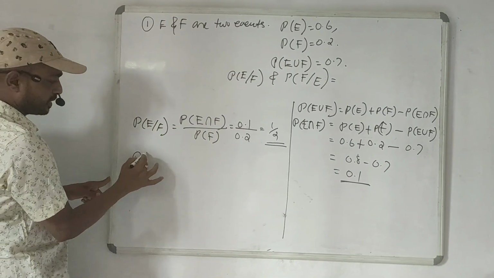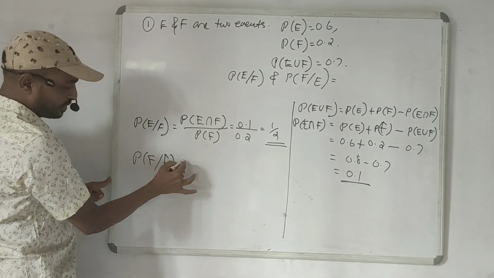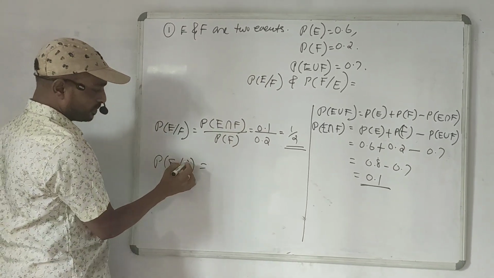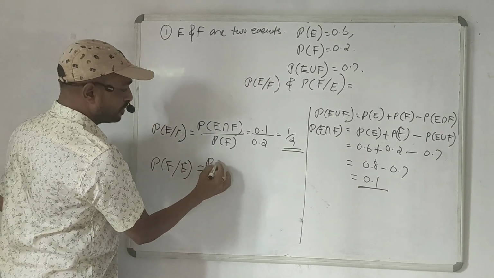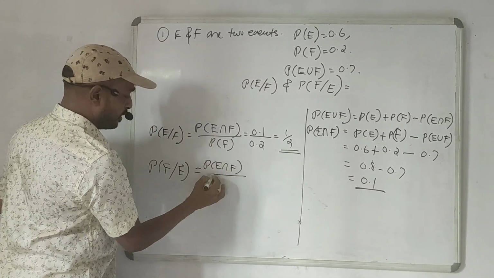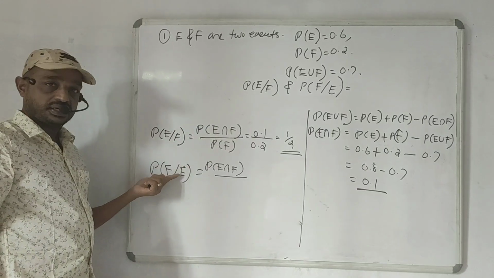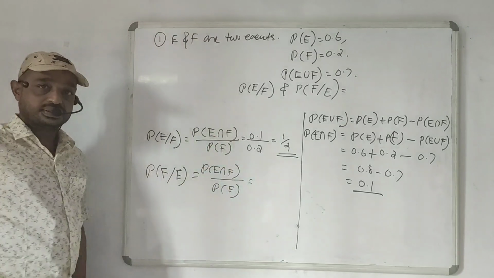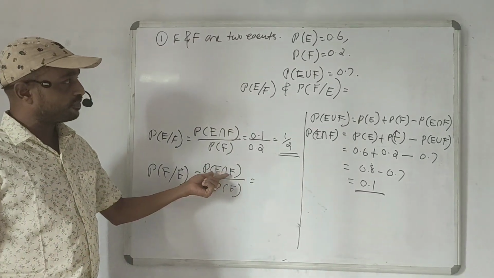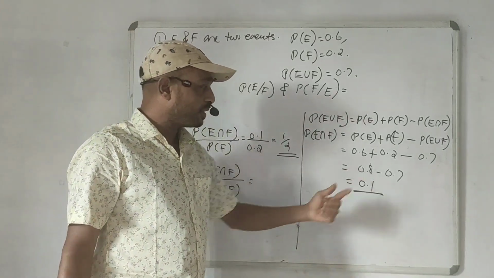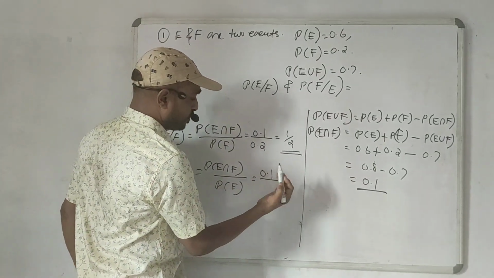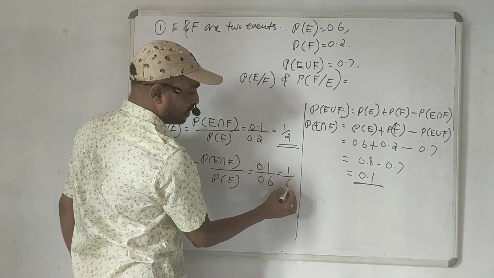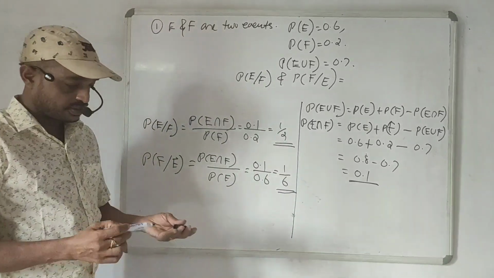Similarly, we can calculate P of F given E. How will we calculate P of F given E? P of F given E is equal to P of E intersection F divided by the second given here, which is P of E. Simply substitute directly. P of E intersection F is 0.1, divided by P of E, which is 0.6. Multiplying numerator and denominator by 10, you will get 1 by 6.